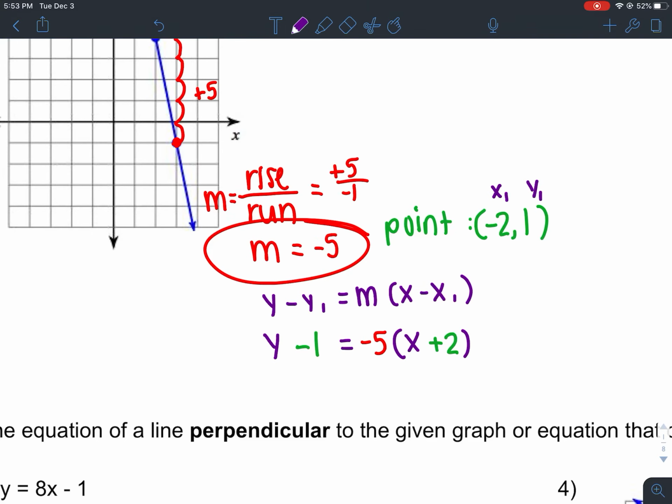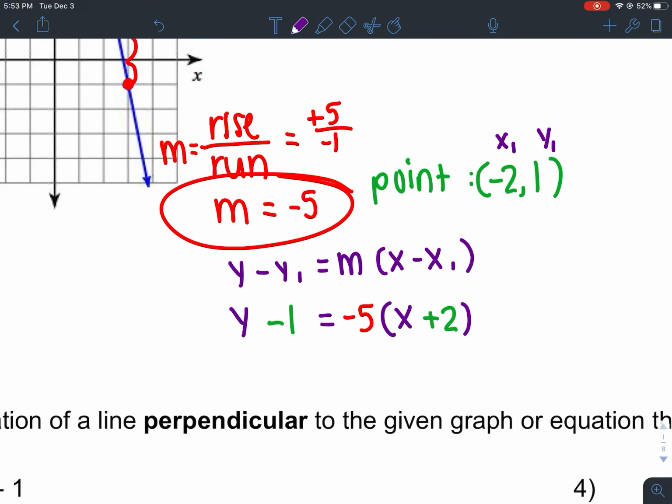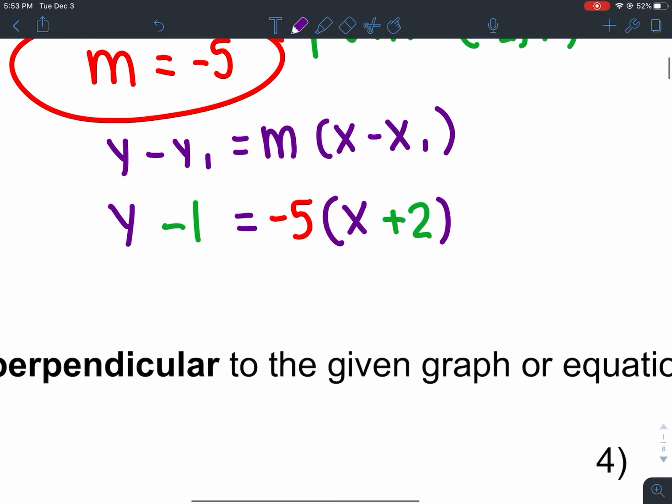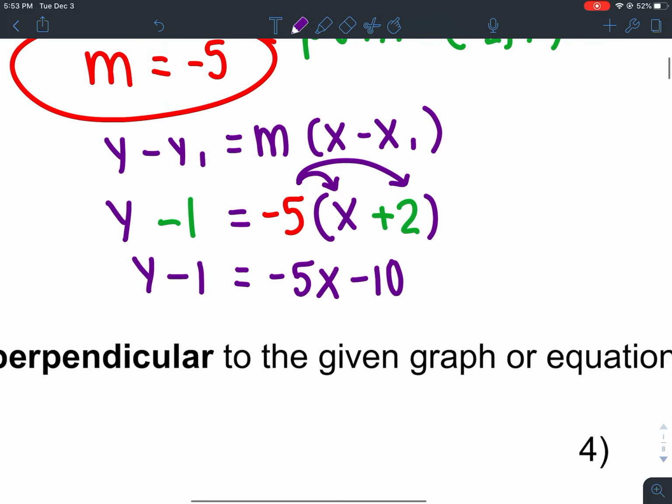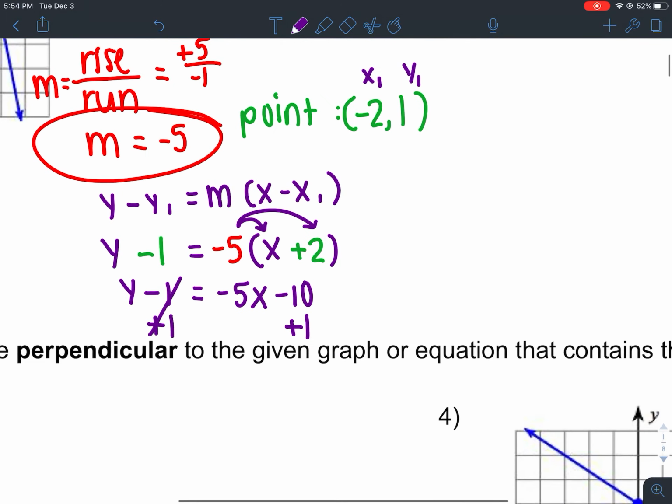So I'm using point slope form. Now I want this in slope intercept form. I know it didn't state that, but that's the form that we want to go to. So the first thing I'm going to do is distribute: y minus 1 equals -5x minus 10, because -5 times 2 is -10. And then I want to get y by itself to get this into y equals mx plus b. So I'm going to add 1 to both sides. We have y equals -5x minus 9.